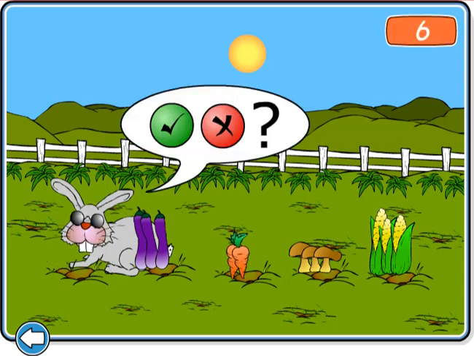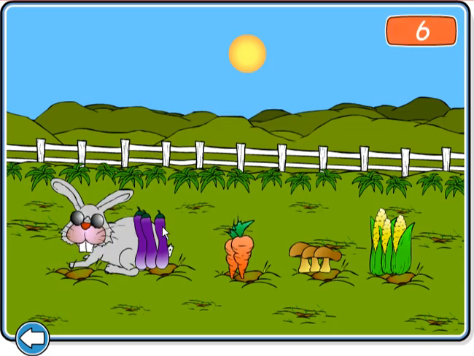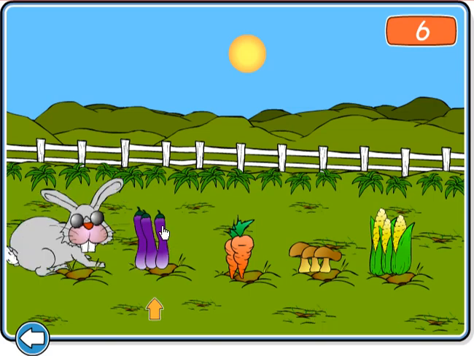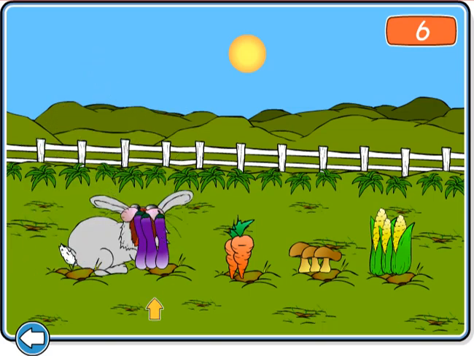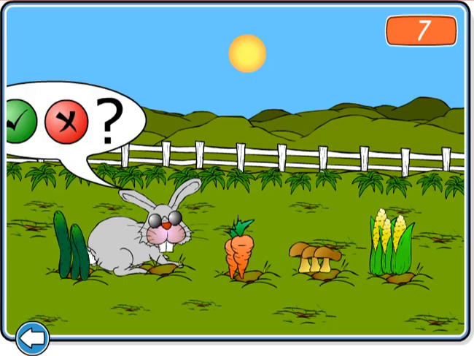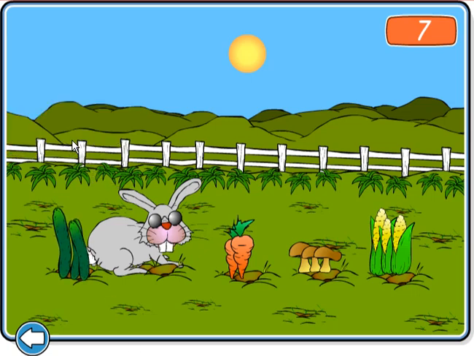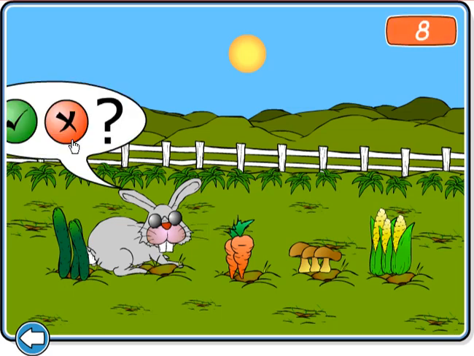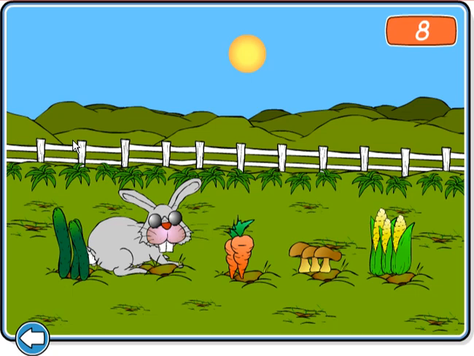Are there any eggplants? Yes, there are. There are some eggplants. Are there any tomatoes? No, there are not. There aren't any tomatoes. Are there any peas? No, there are not. There aren't any peas. Are there any carrots? Yes, there are. There are some carrots.